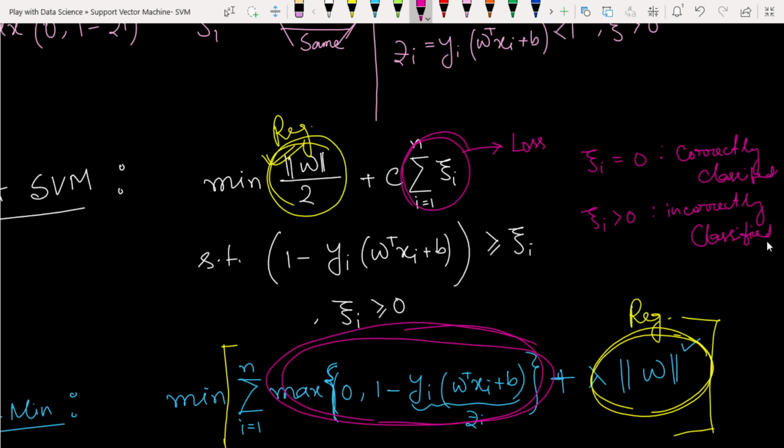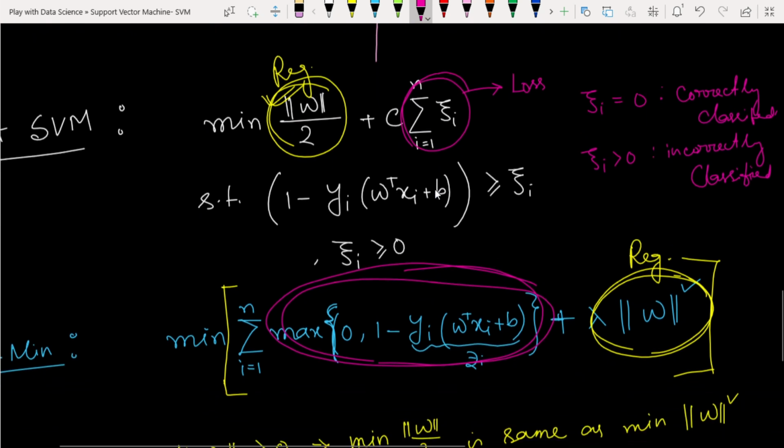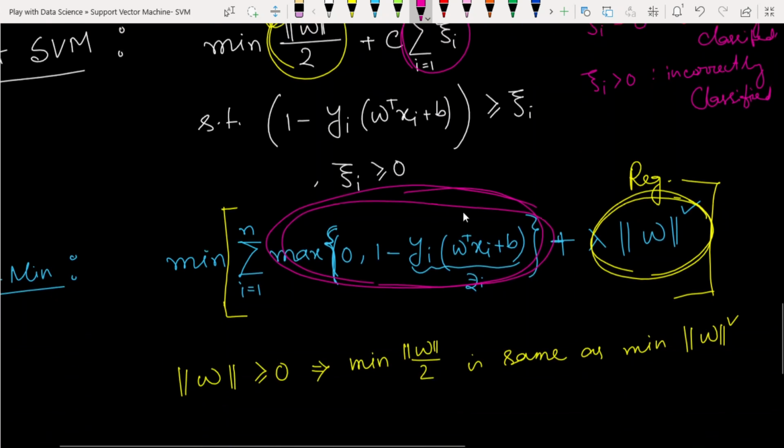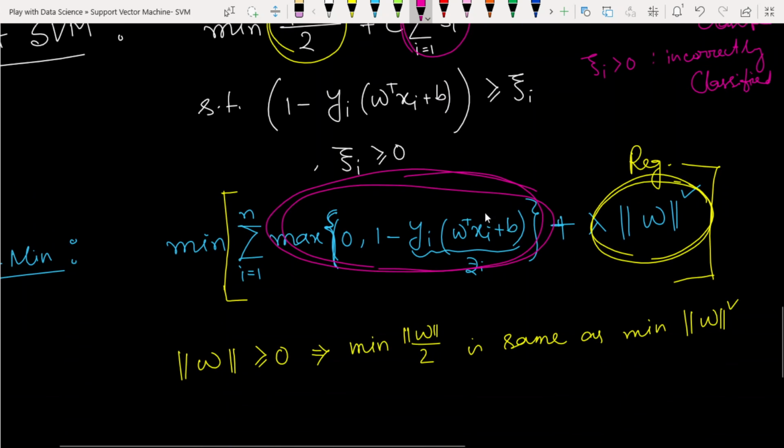So simple, you can take this as a loss function. We want to minimize the incorrectly classified points, our misclassification points. Simply, if we want to minimize our misclassified points, we want to minimize this sum of the loss. So this is a simple loss function, and here we are just comparing this thing. This is our simple hinge loss. This is our hinge loss function.